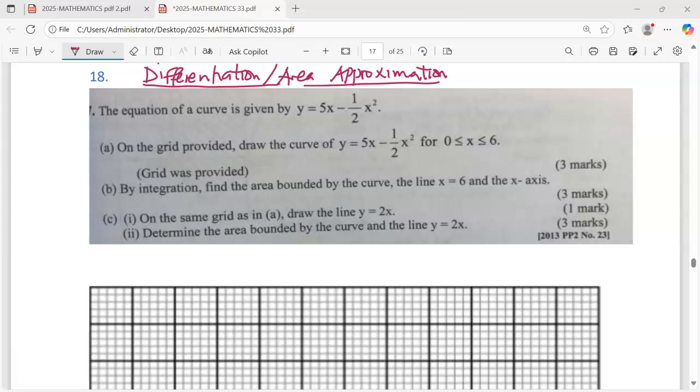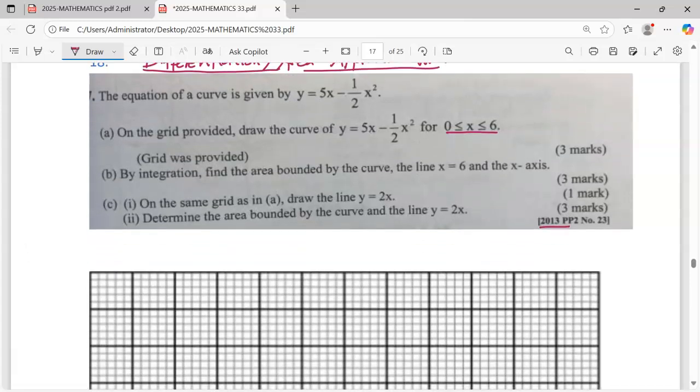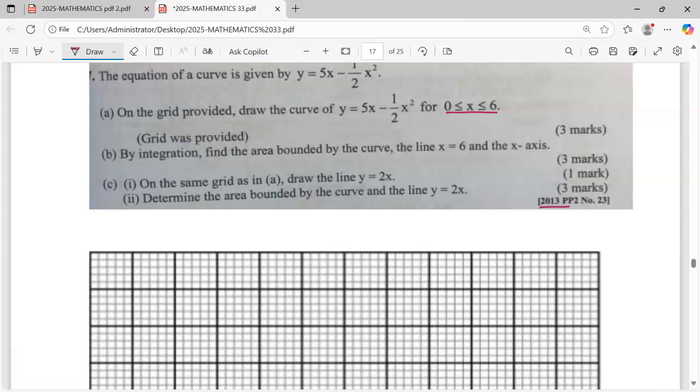We are presenting a question that was done in KCSE 2013 paper 2 question number 23. The question reads: the equation of a curve is given by y equals 5x minus half x squared. Part A, on the grid provided, draw the curve of y equals 5x minus half x squared between the values of x equals 0 and x equals positive 6. Remember, you cannot draw the graph without a table.